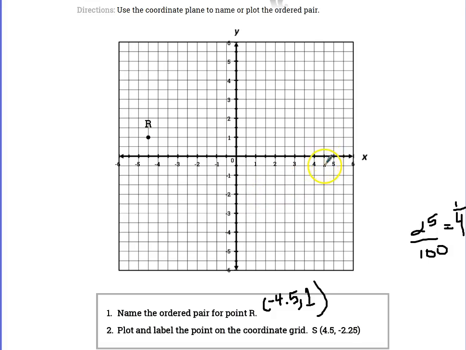This is 4 1/2, and this is the line for negative 2. This is negative 2 1/2. So my point has to be halfway between those two, and it would be right about here. And I'm going to label this point S. Looks like a 5, but it's really an S. There you go. Okay. So, nice. Hopefully that didn't trip up too many people to figure that one out.